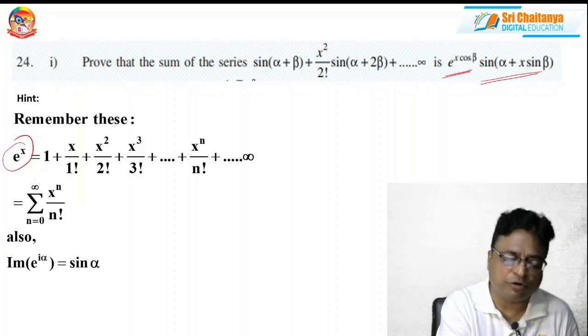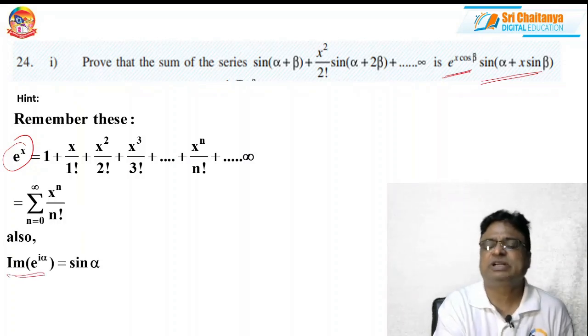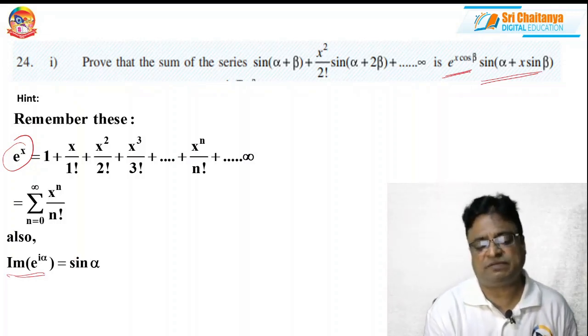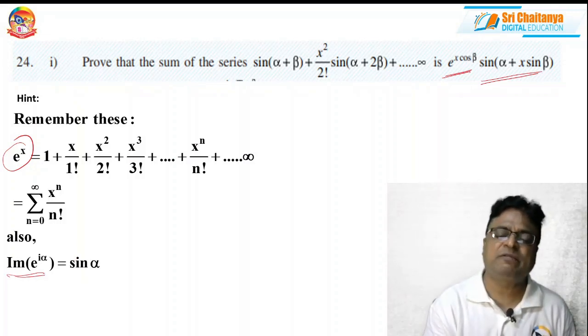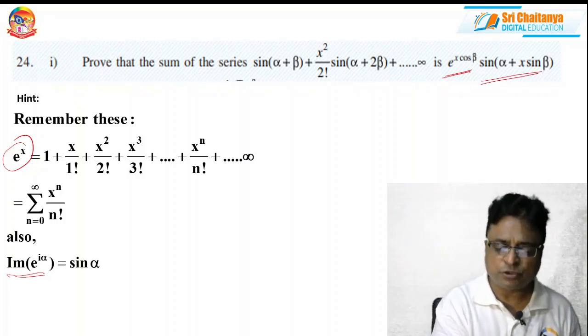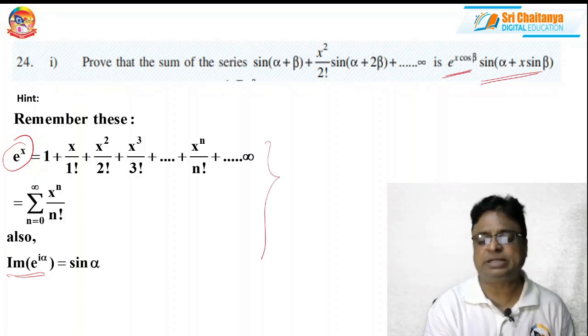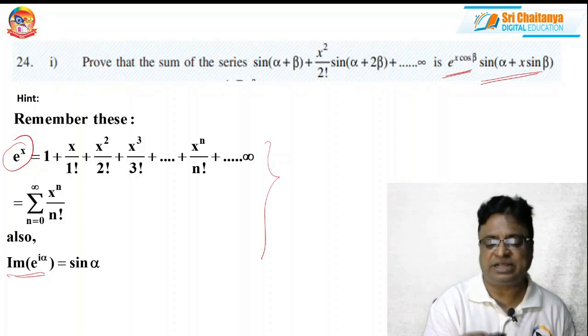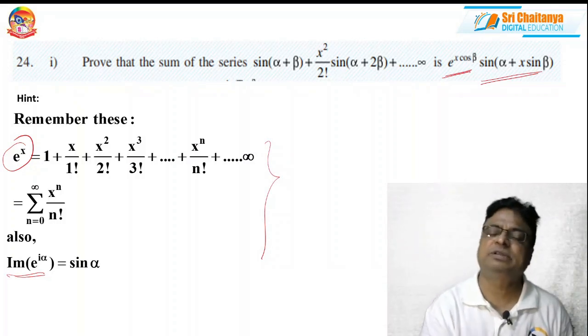Moreover, the imaginary part of e power i alpha is equal to sin alpha, because what is e power i alpha? Cos alpha plus i sin alpha. The imaginary part of e power i alpha is sin alpha. Clear? These two points are very, very important. They give very good support for solving this problem.